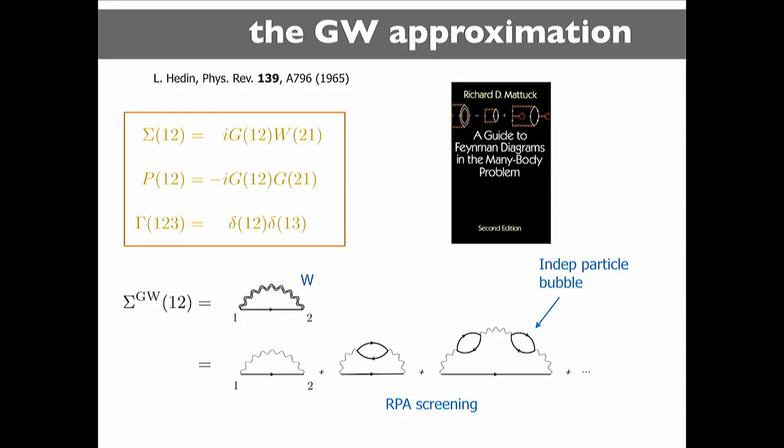for W, we have G times V, then G V V, and a single bubble that is a polarizability, 2 bubbles, 3 bubbles, summed up to infinity. This is the so-called RPA screening, okay?